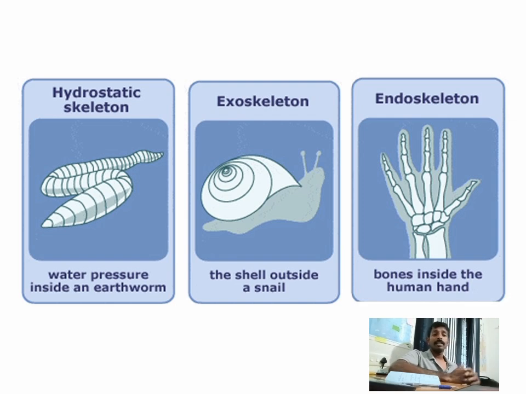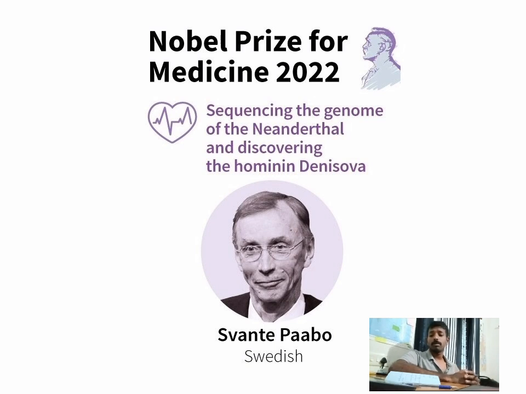And in 2022, a Swedish scientist, Svante Pääbo, was awarded the Nobel Prize for medicine for sequencing the genome of the Neanderthal and discovering the hominin Denisova. So we are the Homo sapiens, and Neanderthal was kind of our relative.